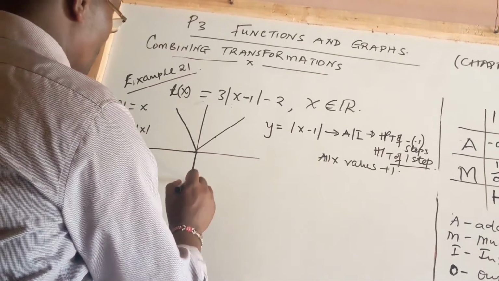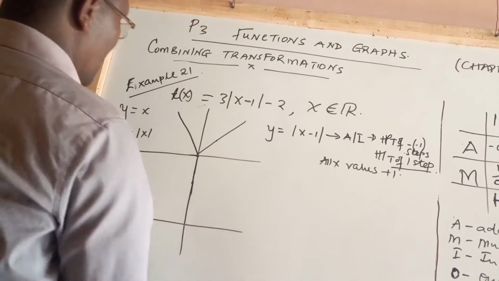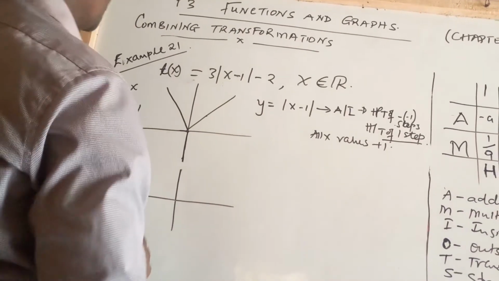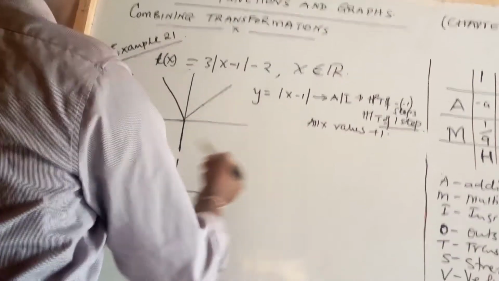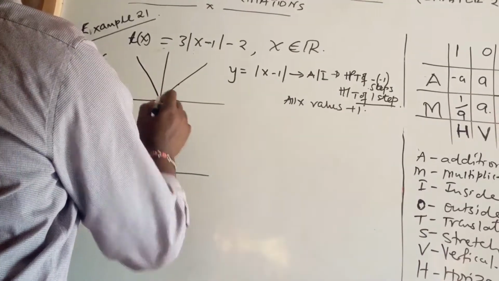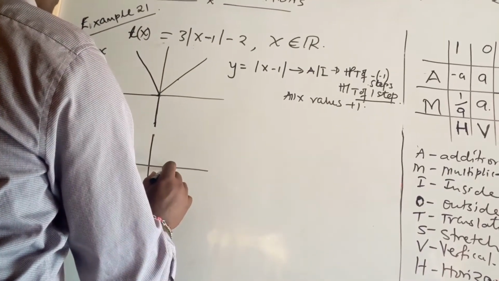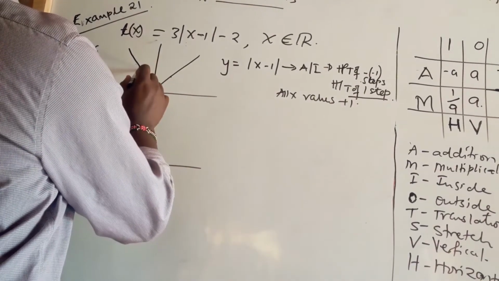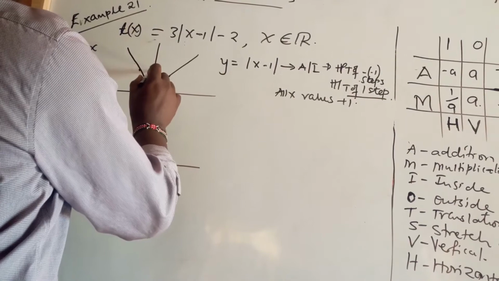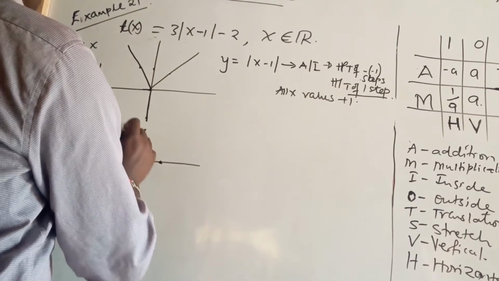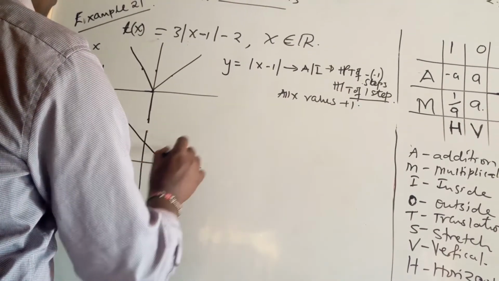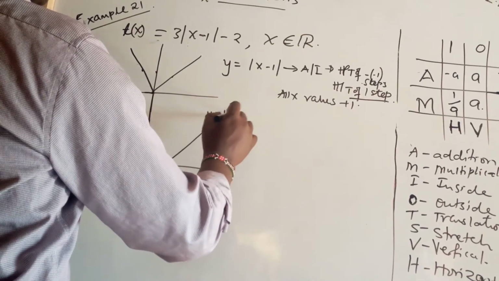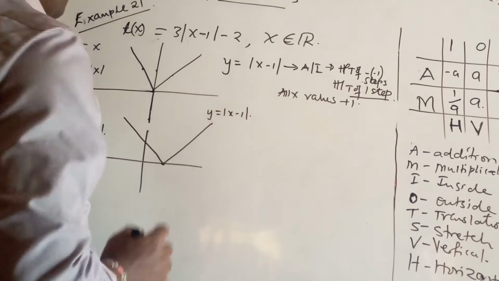If we want to capture it underneath here, we would wish to have all x values plus 1. Here x was 0; 0 plus 1 is going to be 1. Here x was -1; -1 plus 1 is going to be 0. So let's draw a graph that looks like that. And this is now the graph of y equals modulus of x minus 1.